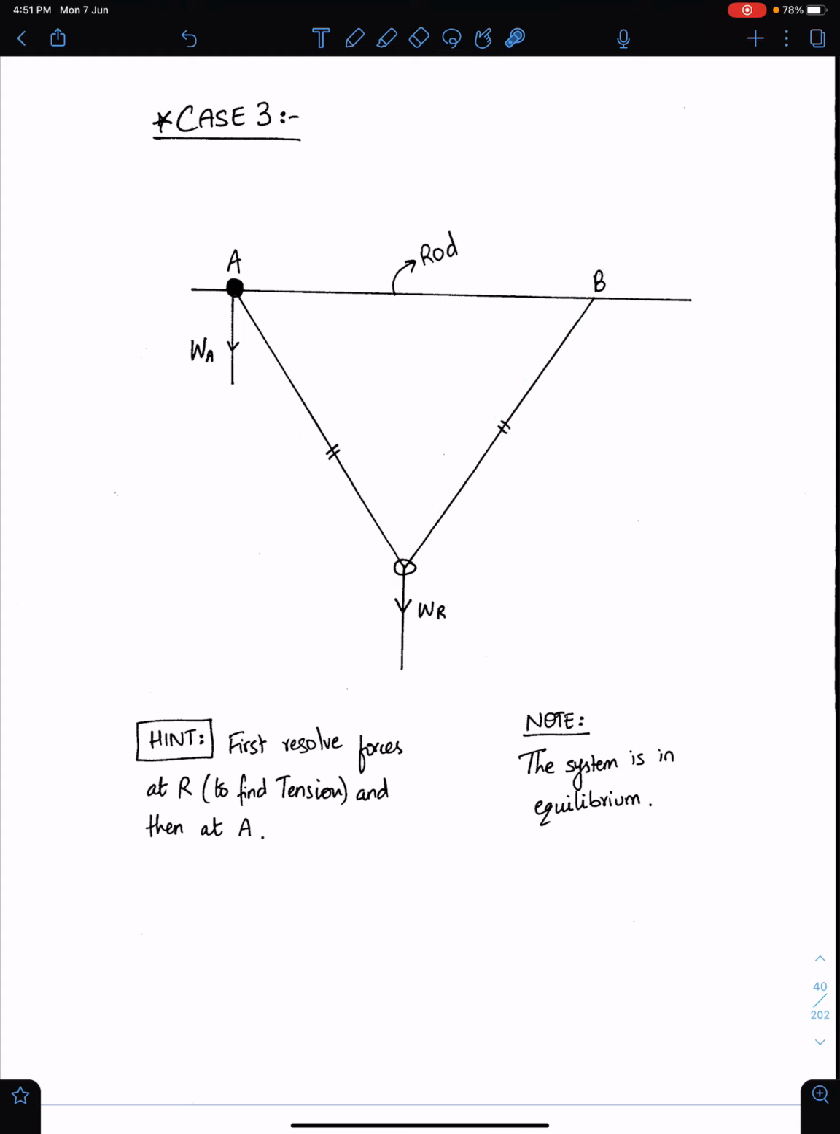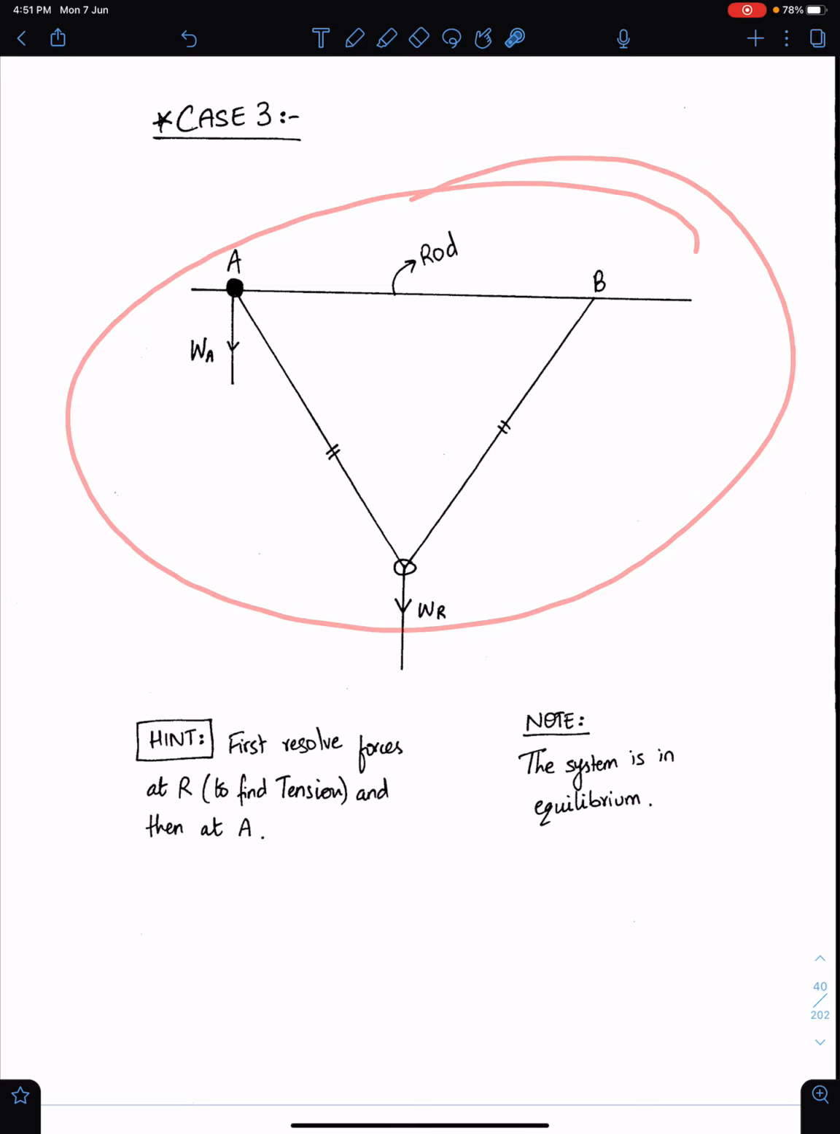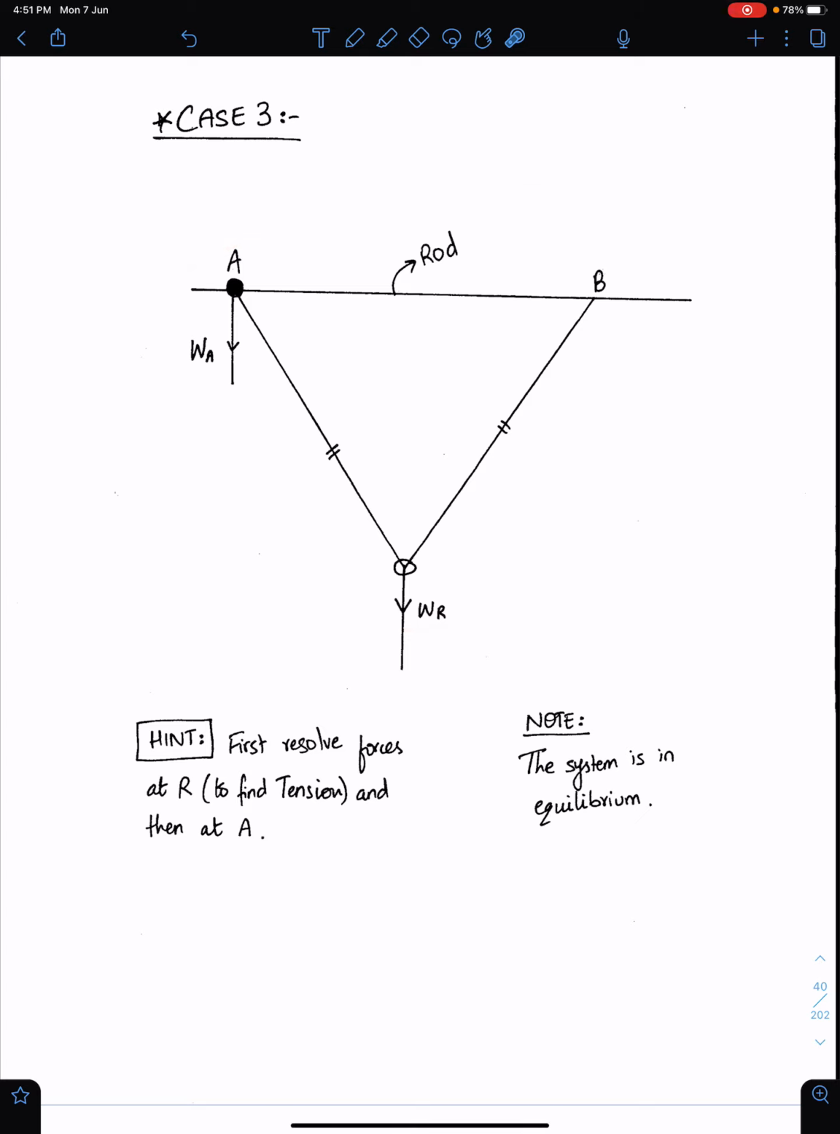So the hint, how to solve this situation: you just need to resolve forces at this point first and then resolve forces at this point. We resolve forces at R first because maximum forces are acting at this point. At the next step, resolve forces at A. This system is in equilibrium, it will be given.